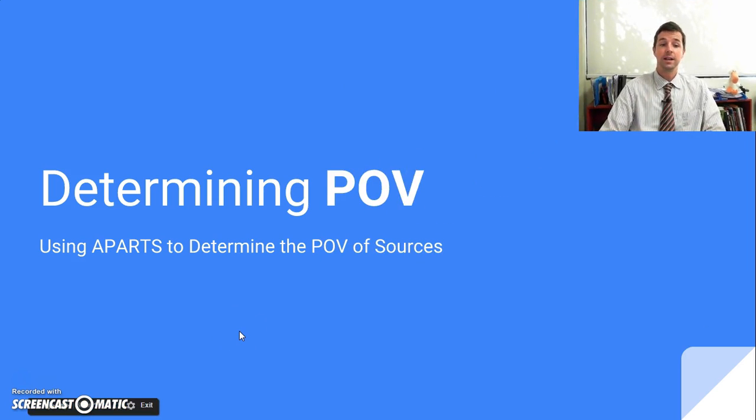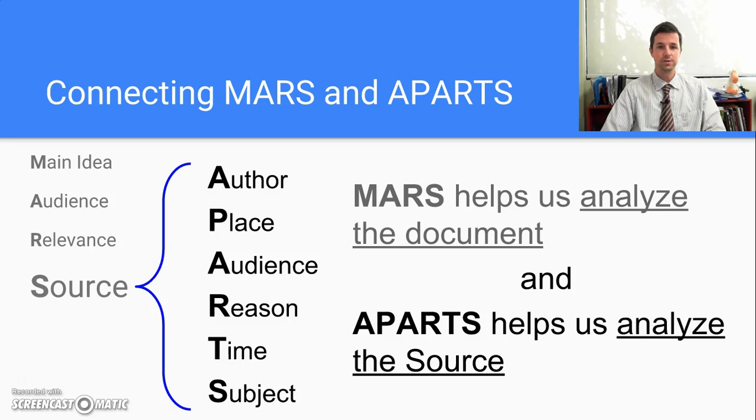So this strategy is going to use an acronym called APARTS, very similar to a strategy which might be used to help you analyze documents for DBQs and such. Now we're going to use this to help us focus on just determining the point of view of a source. For me, this goes hand in hand with another strategy called MARS, which I've gone over in a different video. MARS being main idea, audience, relevance, and source.